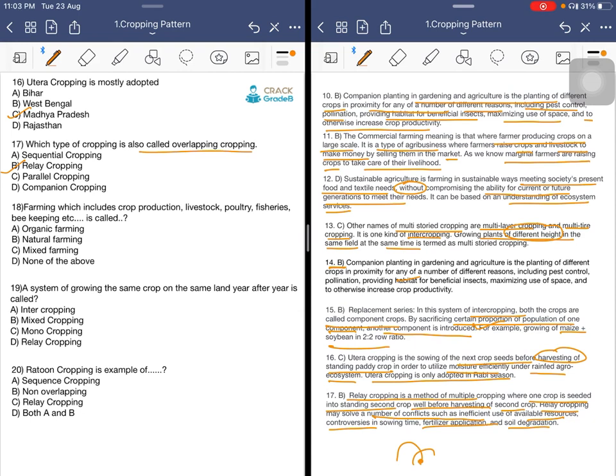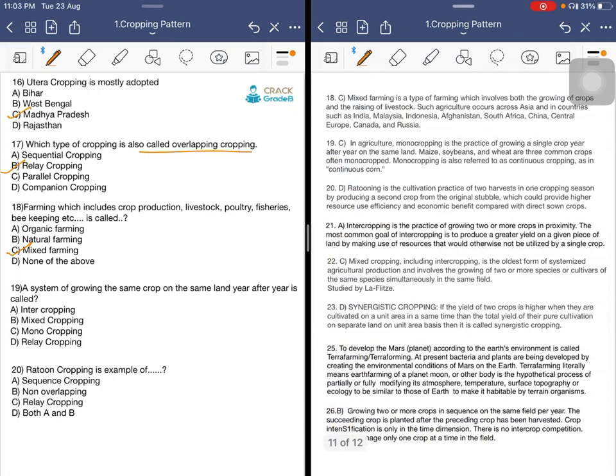Farming which includes crop production, livestock, poultry, fisheries, beekeeping, etc., is also called what? We all know that it is mixed farming. That means we have to grow various kinds of things, right? Often farming types here include animal husbandry, rearing of apiary, dairy farming, and some cultivation also. A system of growing the same crop on the same land year after year is also called monocropping, right?